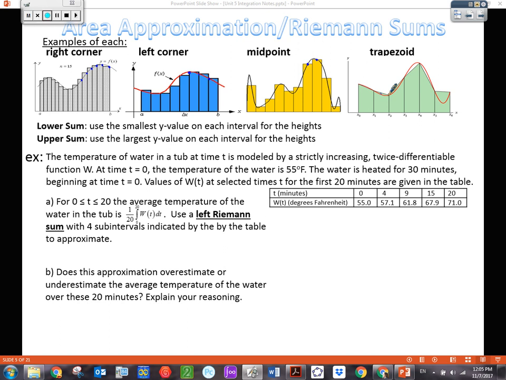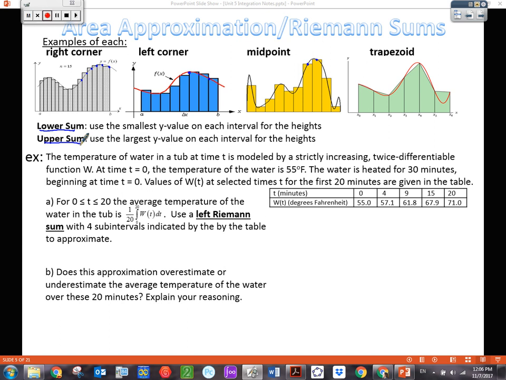Visually it looks like that might give us a better estimate. Maybe that's why someone came up with that. It'd be a little bit better of an estimate than some of these. But that's an additional way that we can approximate area under a curve. There are also other vocabulary words that we need to be aware of: the lower sum and an upper sum.